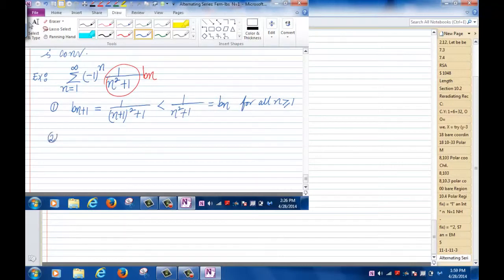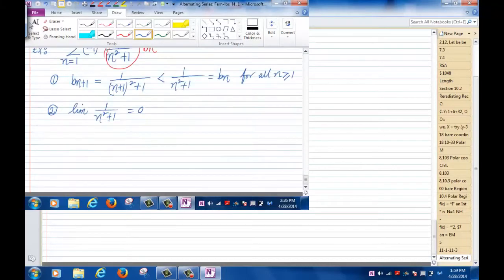And number 2, what's the limit? Well, limit in this case is just as easy. The limit is 0. So the test applies. So by the alternating series test, the given series negative 1 to the n, 1 over n squared plus 1 is convergent. Are we okay with that? Everybody understands what's the test? Everybody gets how to apply the test? Okay.